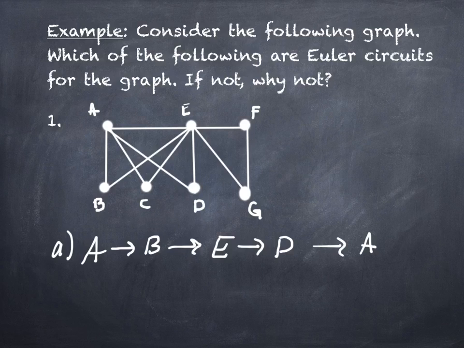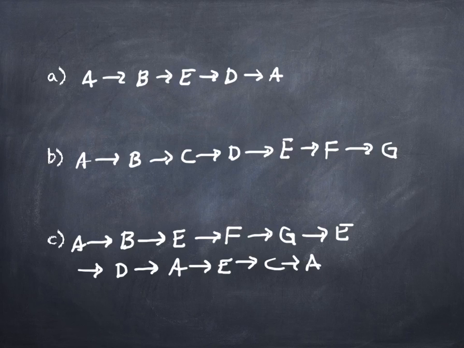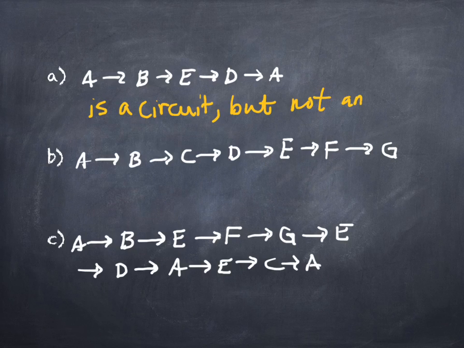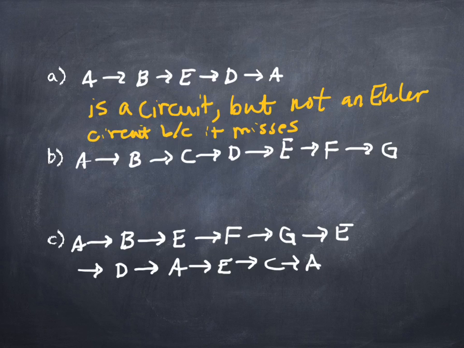But is it an Euler circuit? No. Why not? It missed a whole bunch of edges. Correct. So we started and stopped at the same spot, but it missed a whole bunch of edges. All right, so this is not an Euler circuit. You might write a note to yourself that it is a circuit, just to remind yourself of that information too. And of course, it's because it misses or doesn't cross some edges. There are some that do not happen.